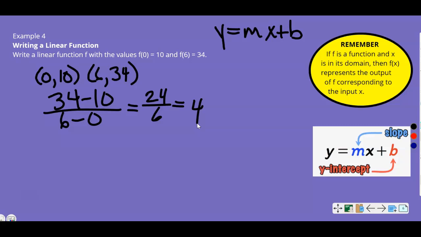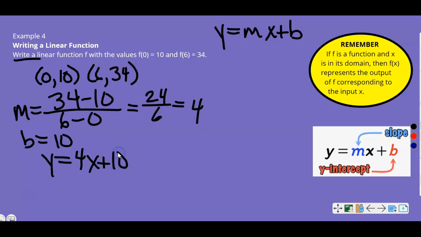And now we need a y-intercept. Remember, when x is 0, that means it doesn't go left or right. X is your horizontal movement, and y is your vertical movement. So if you have an x of 0, then that is the y-intercept. So 0, 10 would be my y-intercept. So m, my slope, is 4, my y-intercept is 10. So now it says to write a function: y equals 4x plus 10.